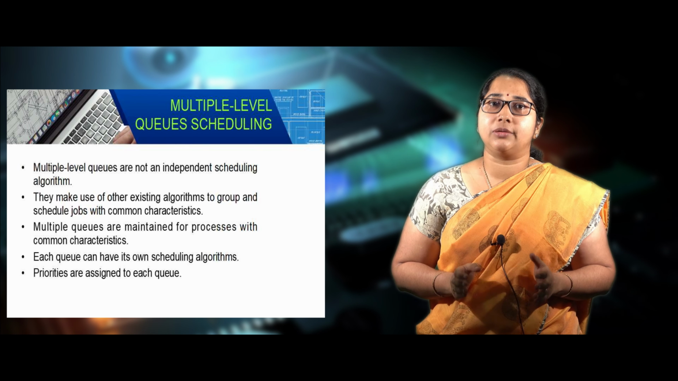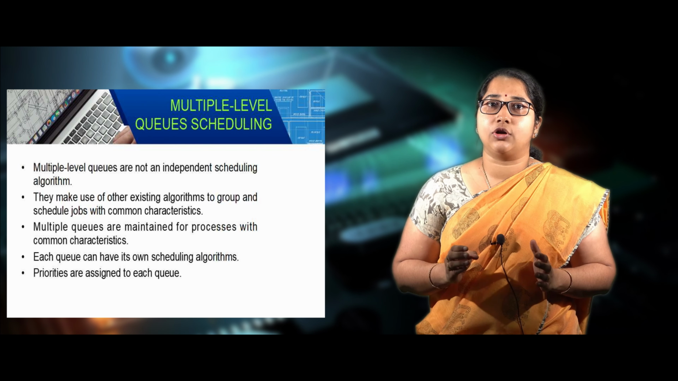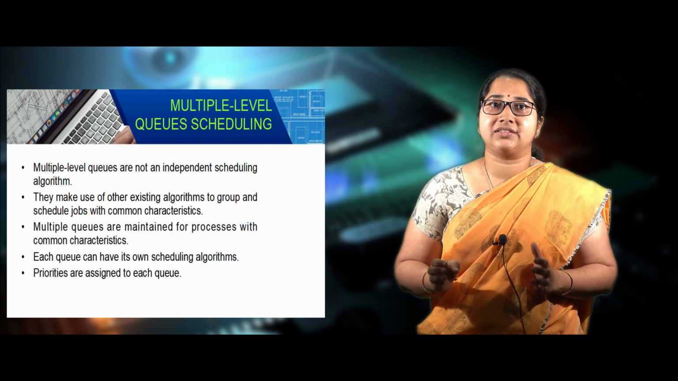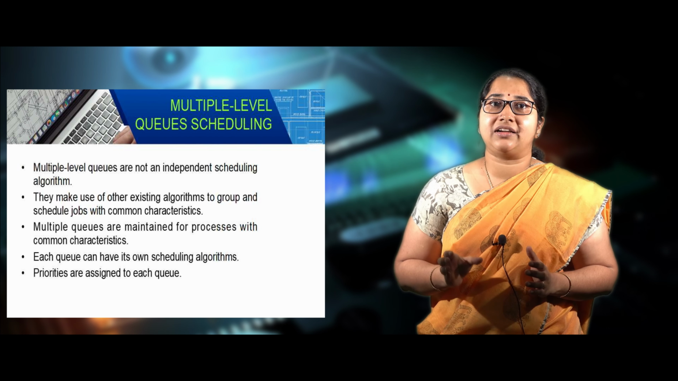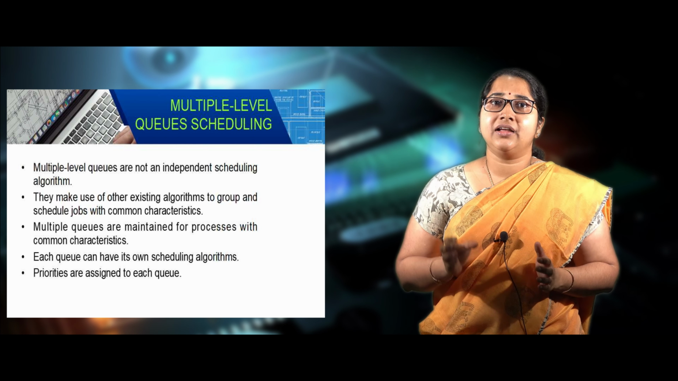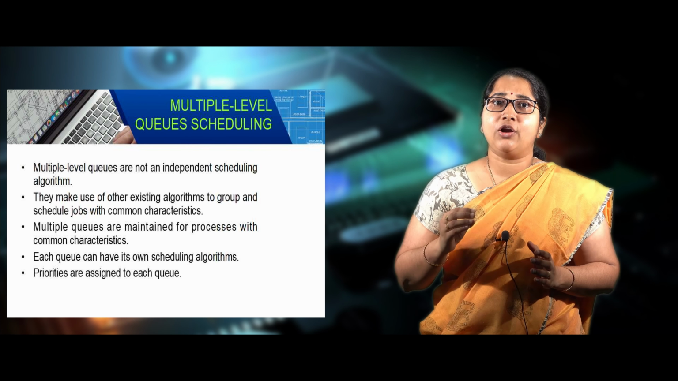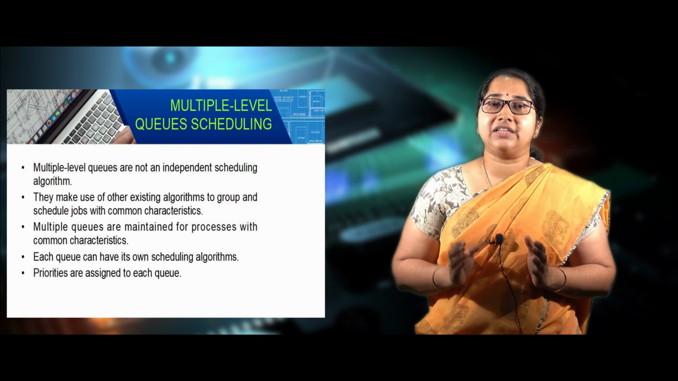Now lastly, let us discuss the multi-level queue scheduling algorithm. The multi-level queue scheduling algorithm does not have an algorithm in itself. It uses the existing algorithms in order to group and create jobs based on their common characteristics. Here, multiple queues can be created based on the common characteristics of each job, and then algorithms are assigned for each queue accordingly. Priorities can also be assigned to each queue and accordingly scheduling takes place.